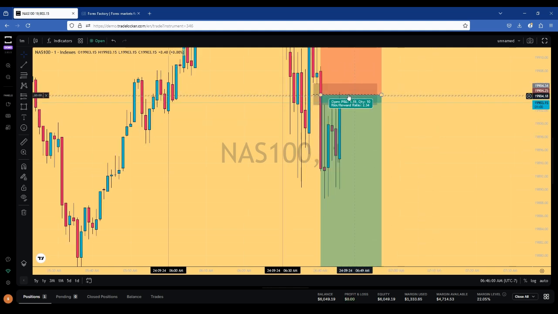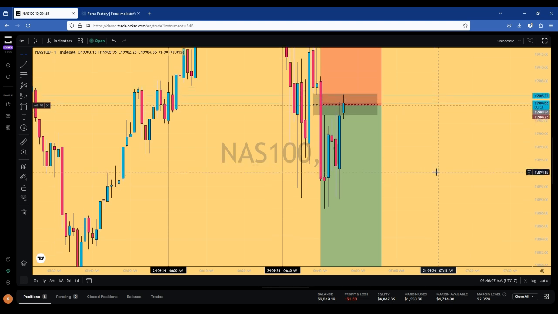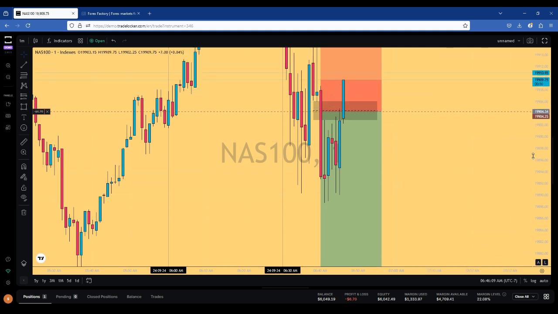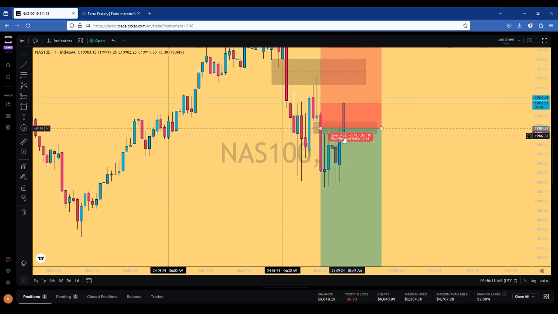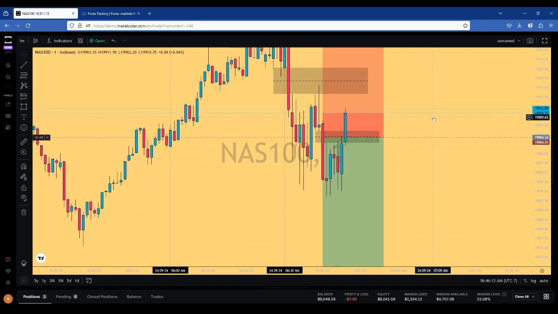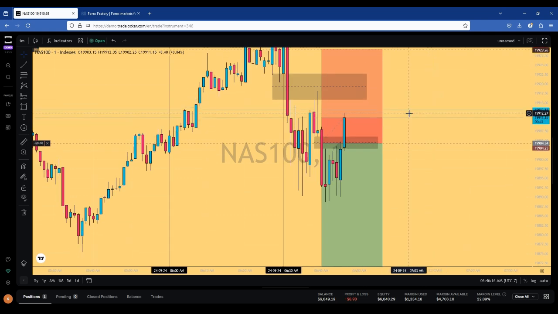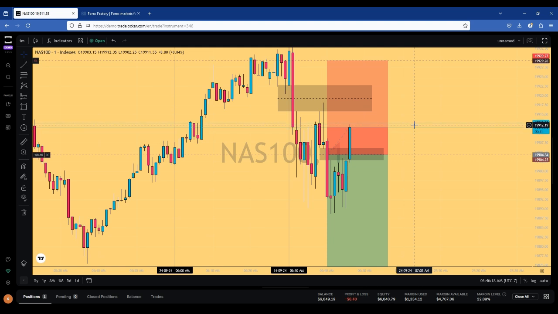Okay, we touched above the halfway mark of the fair value gap. Damn. Blew right through that one. This is the fair value gap we entered off of.